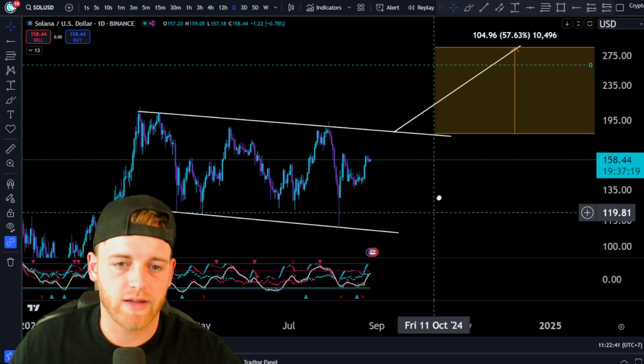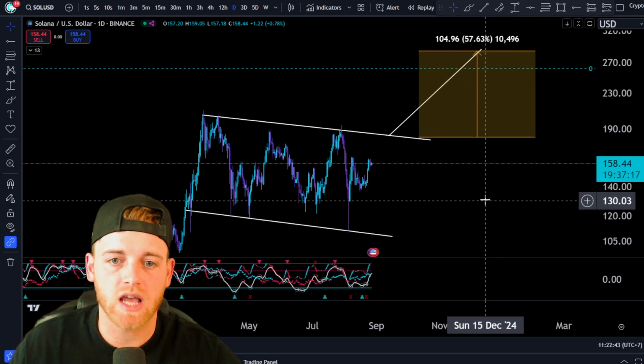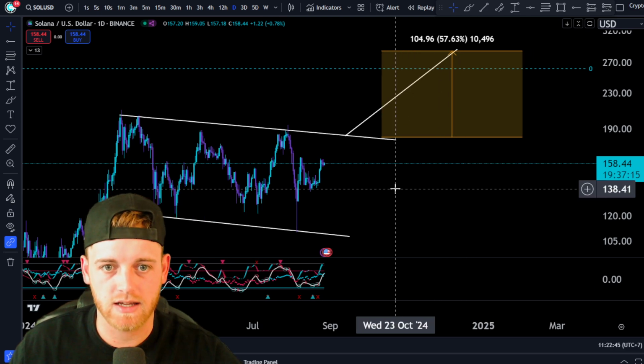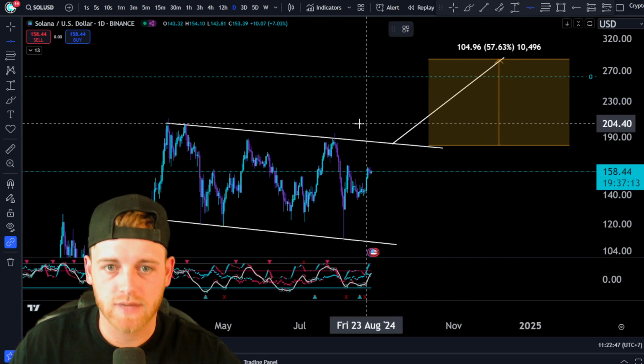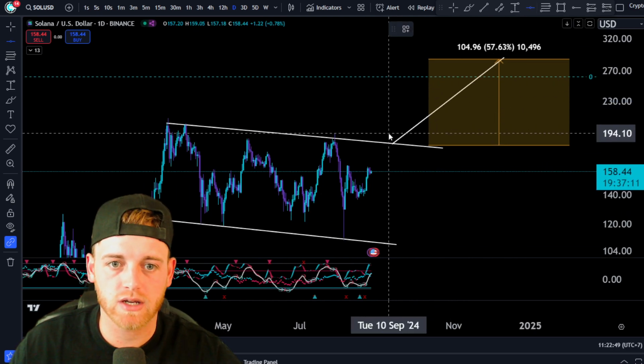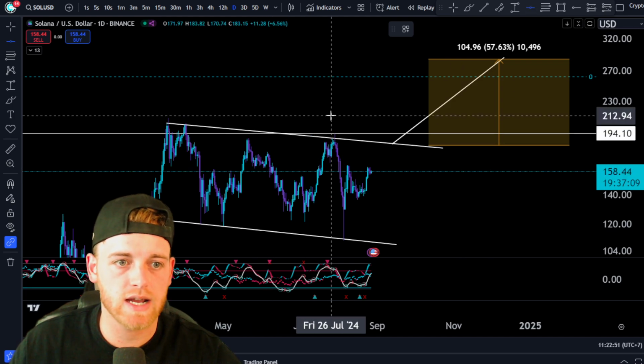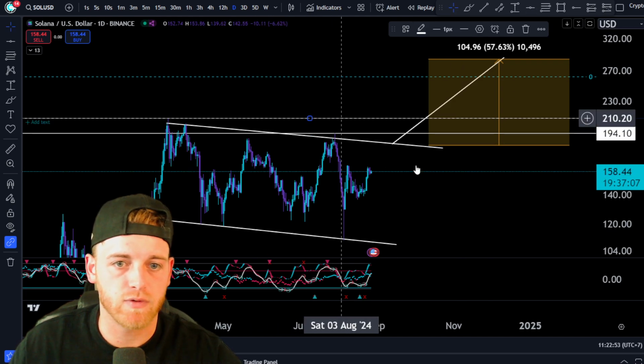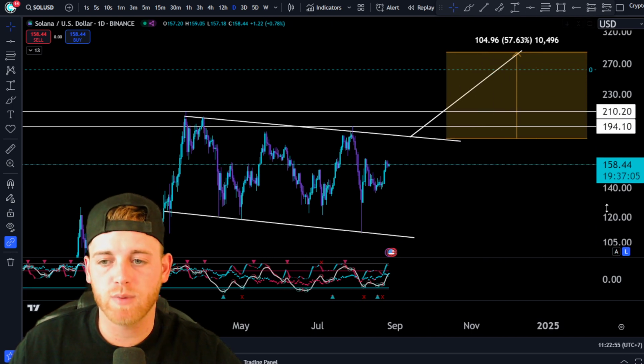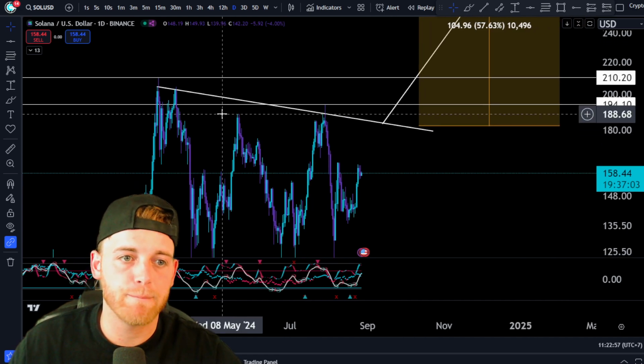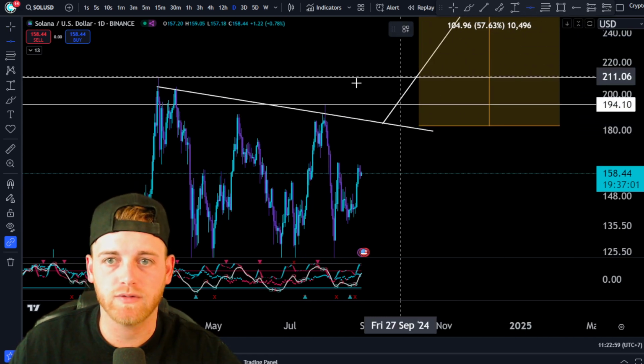Now, let's talk about this breakout, the ideal trade setup for Solana right now. This is an educational point, guys. Remember, don't just go take this trade. You need to do your own research before just jumping in wildly. The first thing we want to do is measure out key take profit levels, guys.